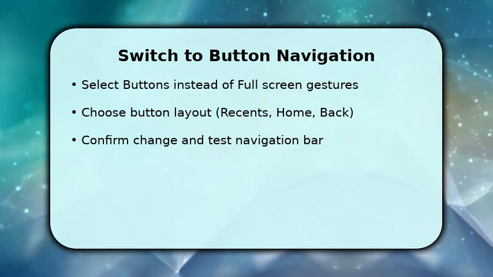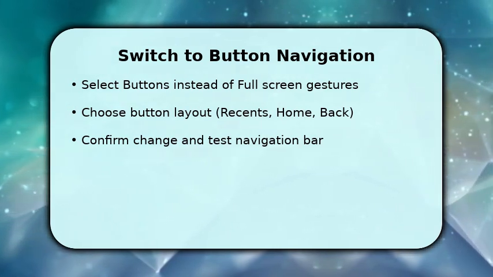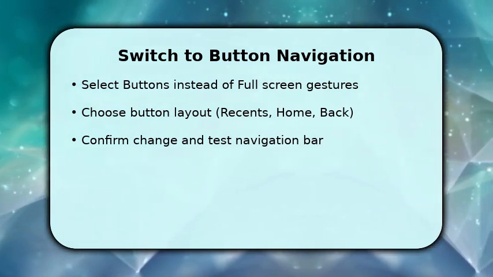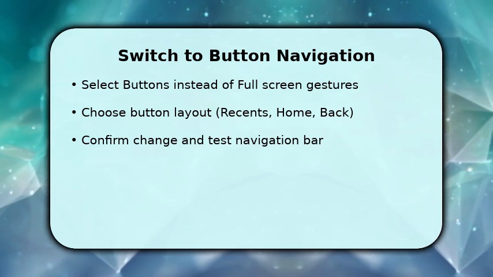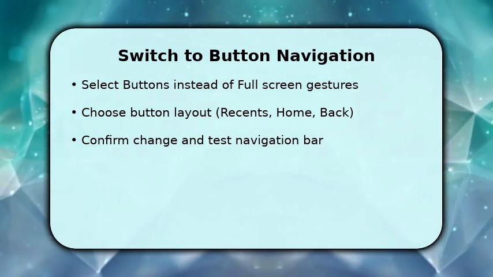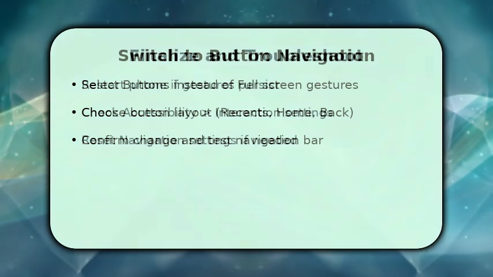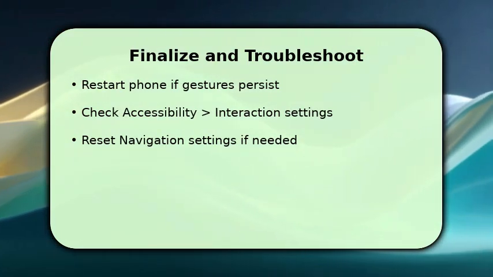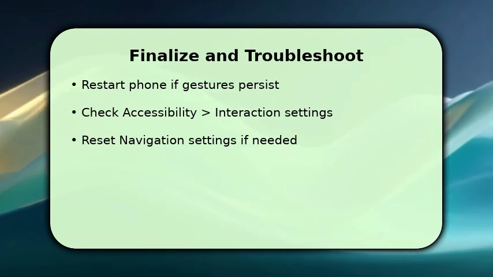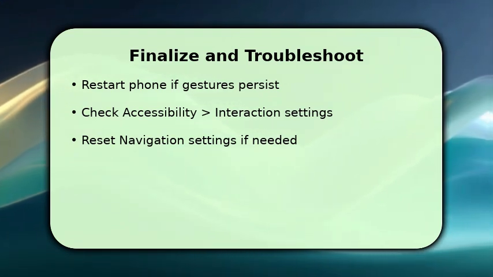If animations or edge swipe still interfere, reduce sensitivity in the same menu or restart the phone to ensure the change fully applies. Finish by confirming the bar works across apps and then restart the phone to lock in the setting. Some launchers or apps can temporarily re-enable gesture-like behavior.